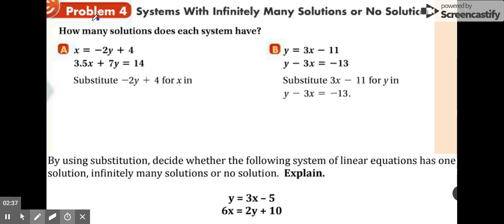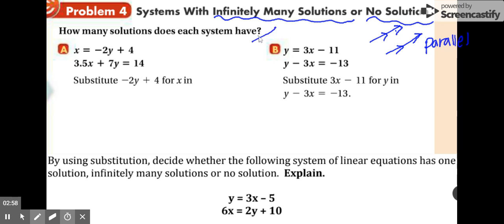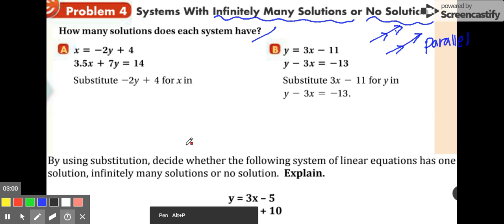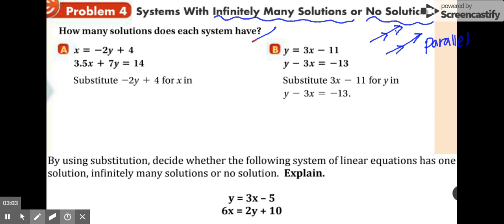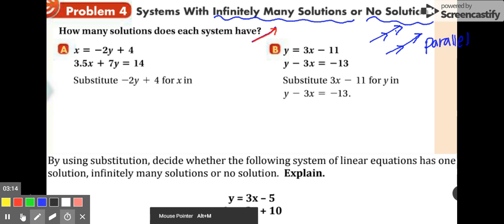We're going to talk about systems with infinitely many solutions or no solution. We already know how to find the answers for this, because when we graph it, if there's no solution, that means the two lines are parallel. And there are infinitely many solutions if the two lines are exactly the same, let's say this blue line and the red line. You graph it, but it turns out those are exactly the same. It means that there are a lot of points on both lines that make both equations true. So it has infinitely many solutions.